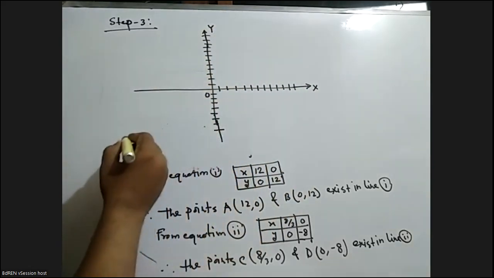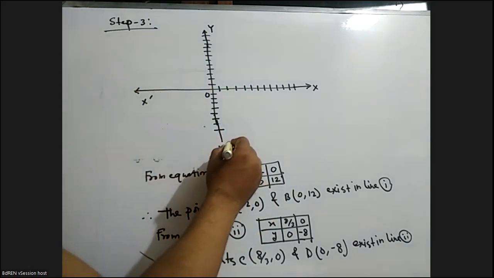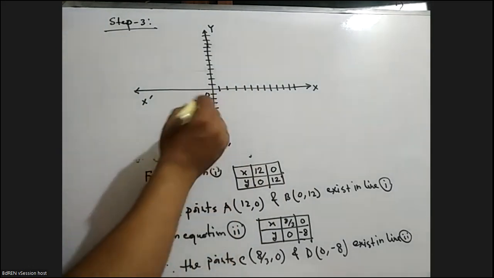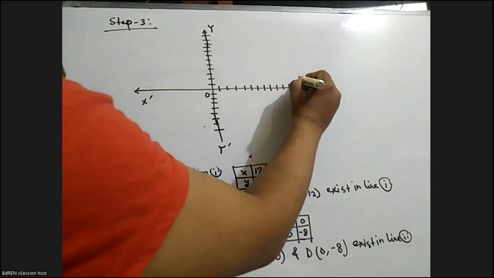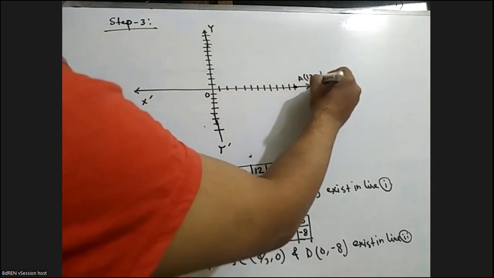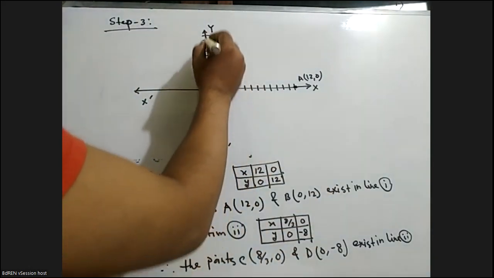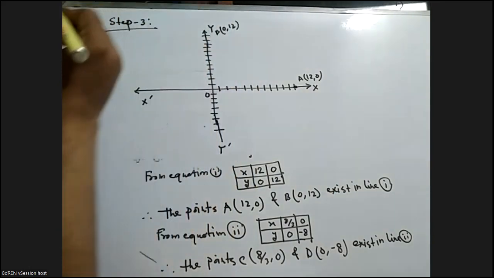This is the origin here, negative x coordinate, negative y coordinate. So now we can plot the value of a. A equals to what? 1, 2, 3, up to 12. This is the point A, (12, 0). Similarly, B point, what will be? (0, 12). 1, 2, 3, that means this. B point, (0, 12), we get.